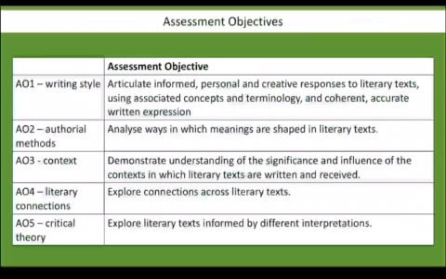AO2 is all about authorial methods, so this is analysing the ways in which meanings are shaped in literary texts. What is the function of a particular character? Why are they there? What dynamic is being presented in a relationship between those characters? What theme is being foregrounded? What pattern of motifs are being presented and why? What is the significance of a particular symbol, and so on and so forth.